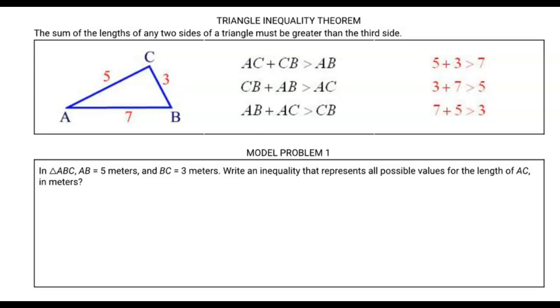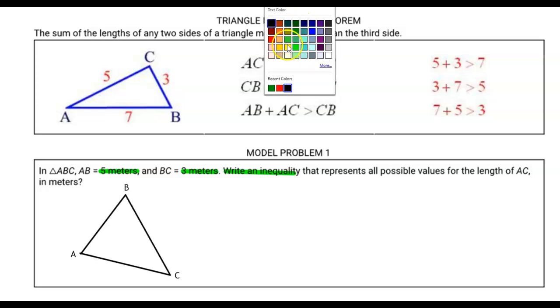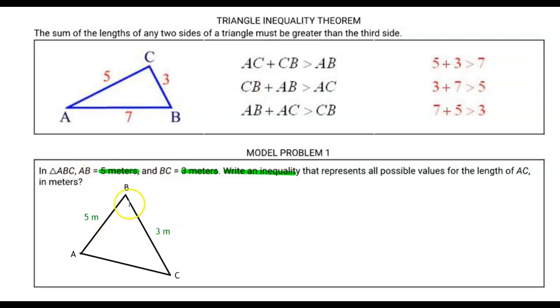In triangle ABC, which is not drawn, it says that AB is equal to 5 meters, and it also tells us that BC is equal to 3 meters. So we're supposed to write an inequality that represents all possible values for the lengths of AC in meters. So let's try to draw any old triangle ABC. And similarly, let's try to label all of the sides of this with what is given to us. And you'll notice that these sides don't look exactly proportional. This triangle is not drawn to scale. I just drew any old triangle ABC.